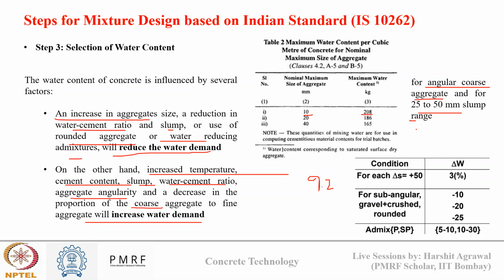This correction you can see in this table: for each 50 increase in slump, the water content needs to be increased by 3%. For subangular gravel, crushed and rounded aggregates, these are the adjustments that we need to make in the water content. And when we are using a superplasticizer or a high range water reducing admixture or a normal plasticizer, this is the range in which we need to decrease the water content, either by 5 to 10% or by 10 to 30%.